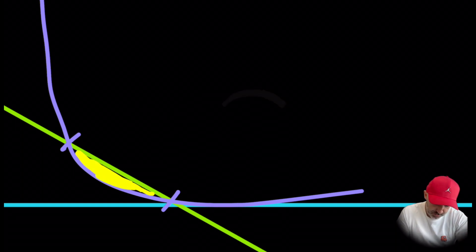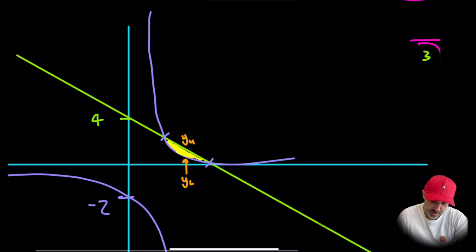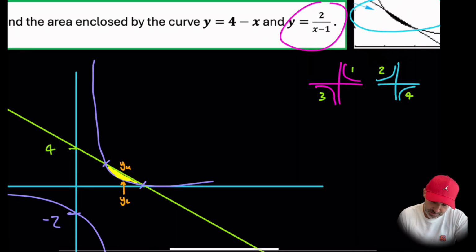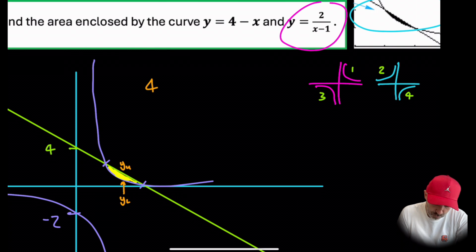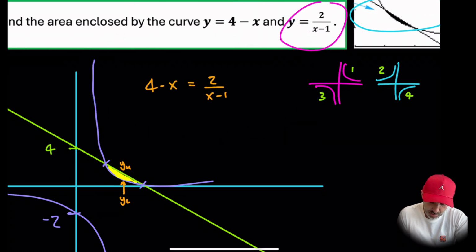So straight away, I would say that this is the upper function, and the one here is the lower function, the rational function. So let's go ahead and find the intercepts. So when does 4 minus x equal 2 over x minus 1? Well, times both sides by the x minus 1.